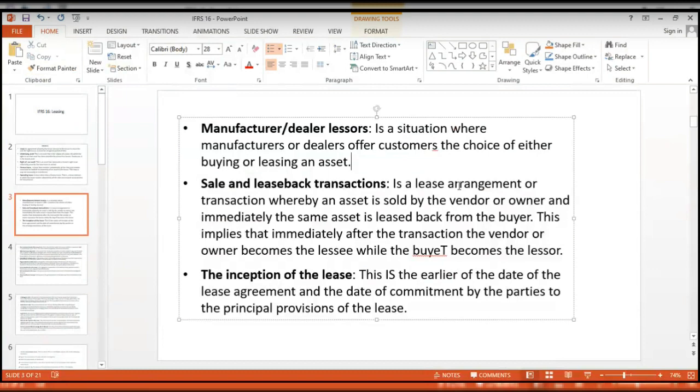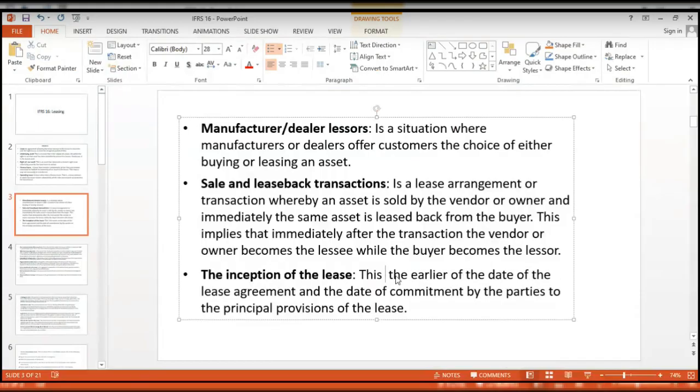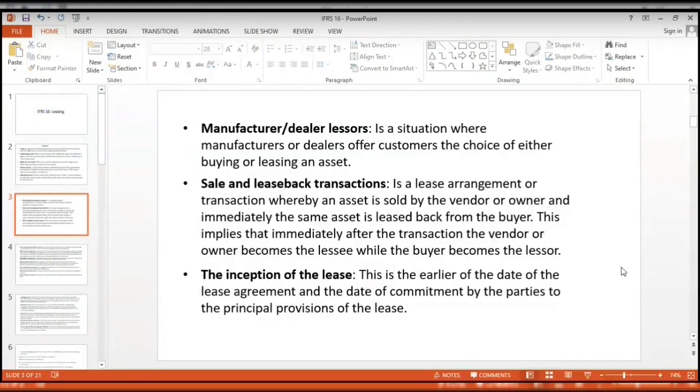Then we have sales and leaseback transaction. It's a lease arrangement or transaction whereby an asset is sold by the vendor or owner and immediately the same asset is leased back from the buyer. This implies that immediately after the transaction, the vendor or owner becomes the lessee, while the buyer becomes the lessor. That is, I sell something to you and then I lease it back. I'm using it. So I was the owner before the sales arrangement. After the sales arrangement, I become the lessee, and you that just bought it from me, you are the lessor.